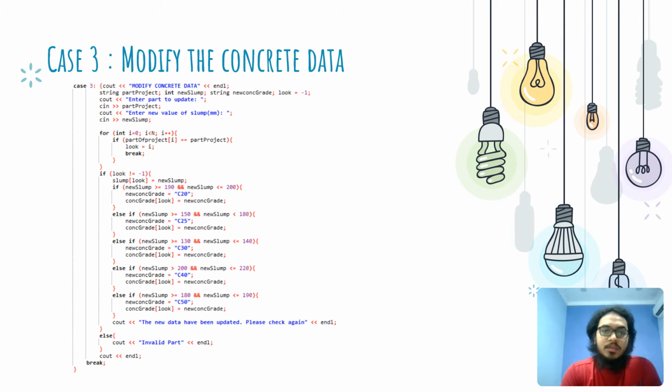So for case 3, which is to modify the concrete data, this is the coding for case 3. First of all, it will ask about the part to update, and it will also ask the user to enter the new value of the slump for that part. After that, it will determine the new concrete grade for that part of the project. So that's all for case 3. Let's continue to case 4.